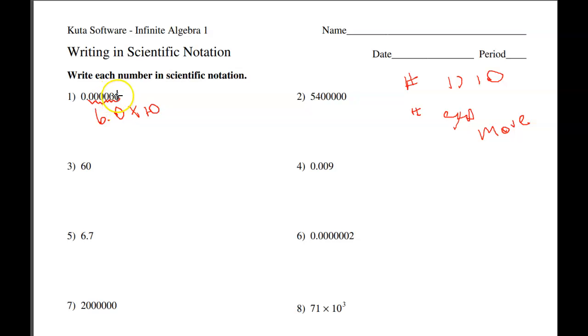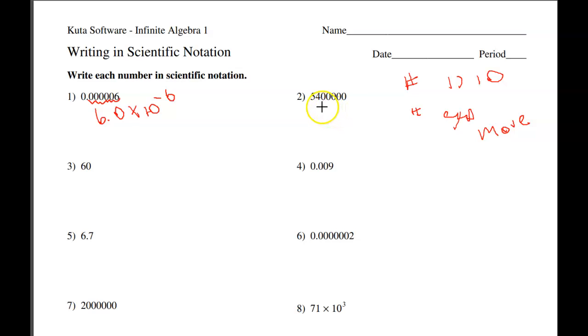The exponent for that would be 1, 2, 3, 4, 5, 6 places. I moved it 6 places, but this is a small number. And we know from what we used with the exponents the other day that that needs to make it a negative exponent. So that would be 6.0 times 10 to the negative 6th. Again, apologize for the writing. We're just going to have to get used to that. I'll get better as I go along.